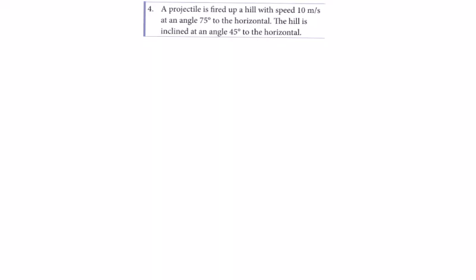In question 4, we have a projectile fired up a hill with speed 10 meters per second, and it's angled 75 degrees to the horizontal. So here's my U of 10 meters per second, and we have two angles. We have 75 degrees for the total angle, and the hill is inclined at an angle 45 degrees to the horizontal. So I've got a 45 in here and a 30 in here to give me my 75 degrees.